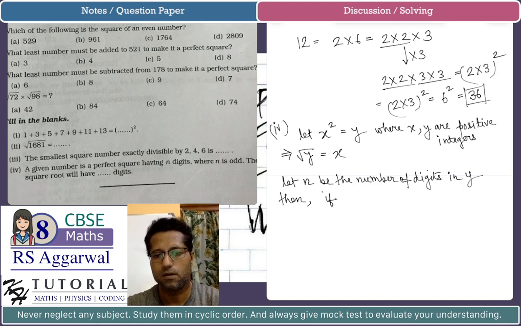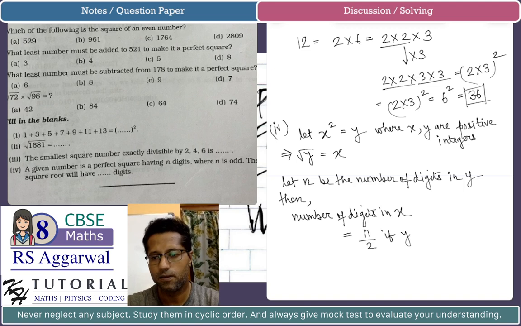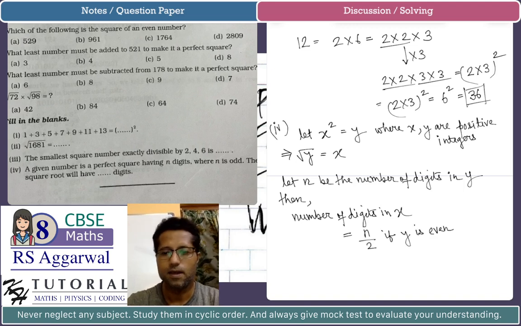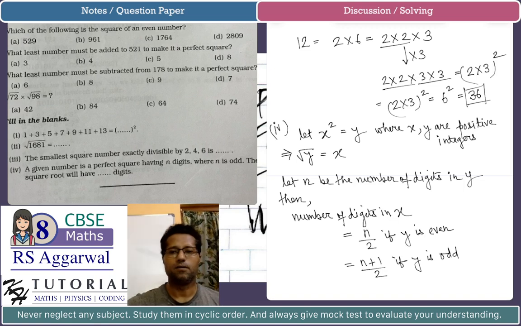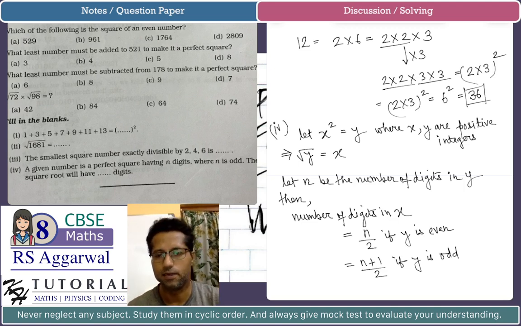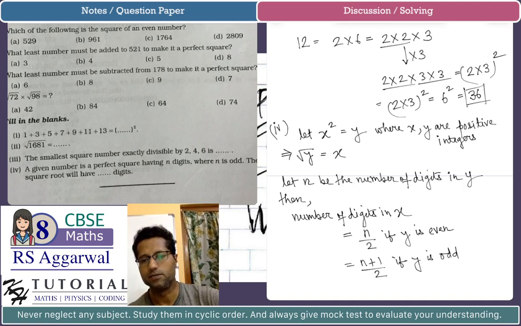Then the number of digits in x will be equal to n by 2 if y is even, and it will be (n plus 1) by 2 if y is odd. So this is also a very important concept that you must know regarding a number which is a perfect square and its square root. So if we have x squared equals y, that is y is a perfect square, that is y is the square of x, or the square root of y is x.